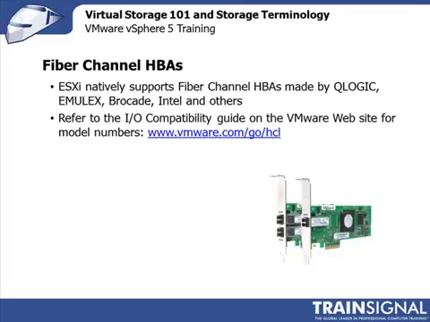So Fiber Channel HBAs. ESX natively supports Fiber Channel HBAs made by QLogic, Emulex, Brocade, Intel. So there's a bunch of them where you have drivers for them. However, now that we've moved on from ESX to ESXi, the number of drivers within ESXi is very limited, and that's why we're using Auto Deploy and Image Builder and all these new features in vSphere 5, because not a lot of drivers are going to come packaged in ESXi.